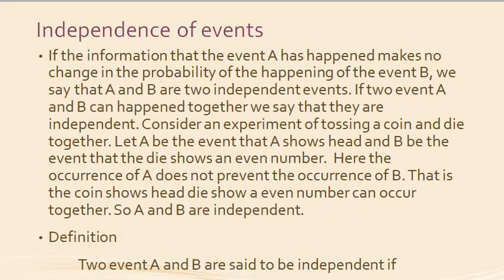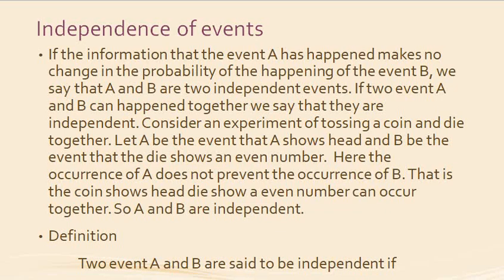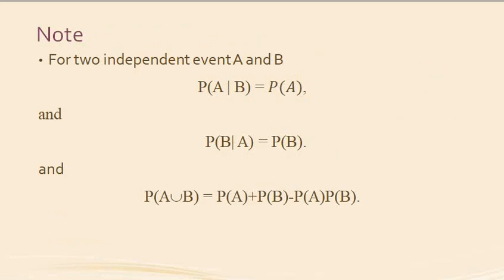Okay, next one is the independence of two events. Two events A and B are said to be independent if P of A given B equal to P of A, or P of B given A equal to P of B, or another condition, P of A intersection B equal to P of A into P of B. So if A and B are independent, we have the following results: P of A given B equal to P of A, P of B given A equal to P of B, and P of A union B equal to P of A plus P of B minus P of A into P of B.